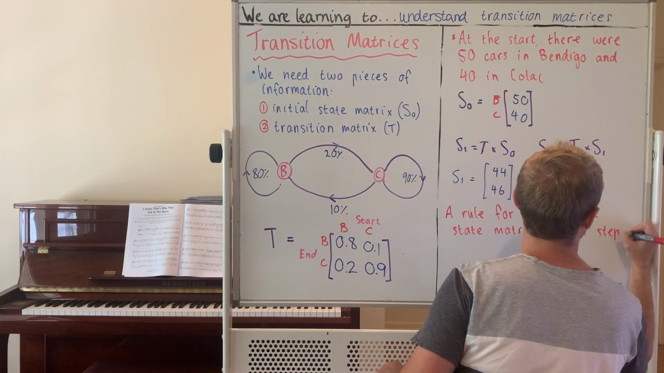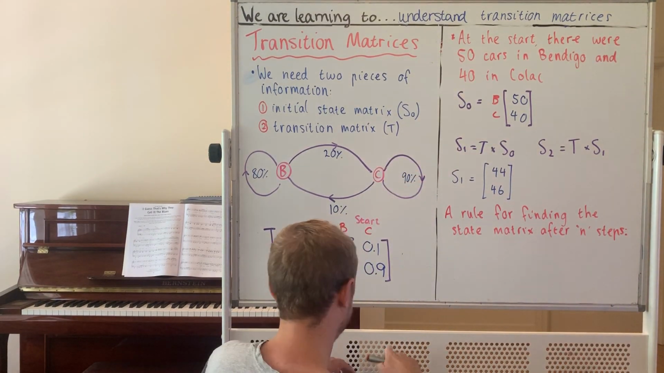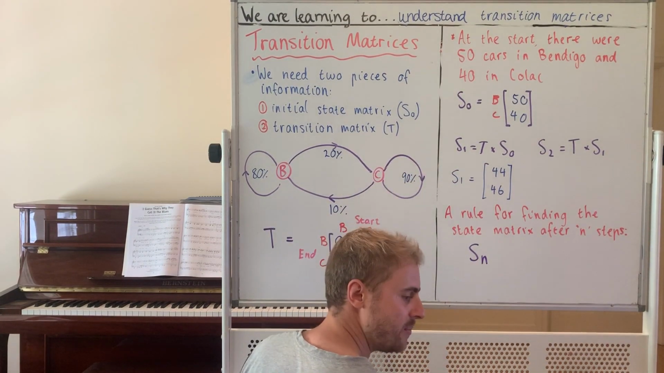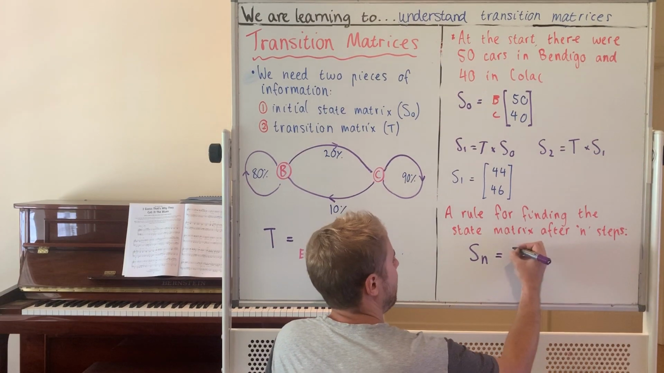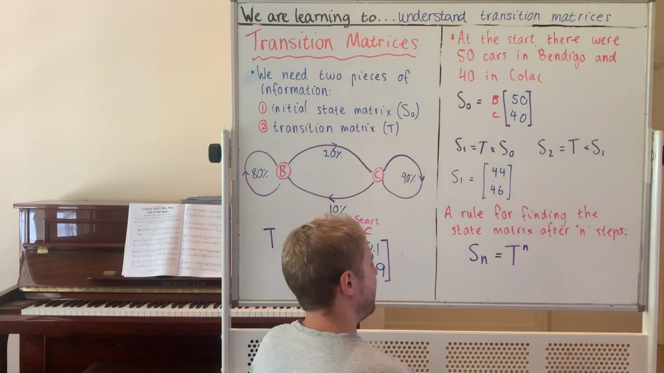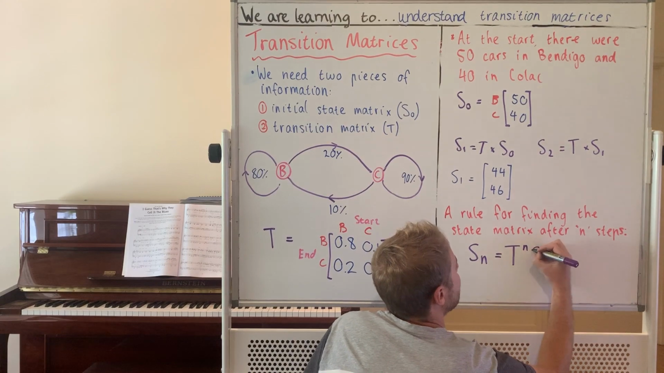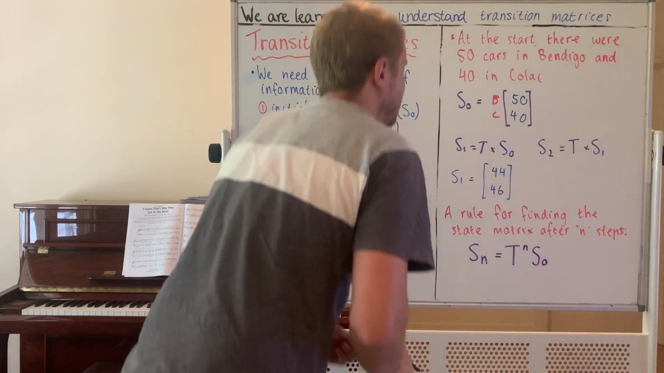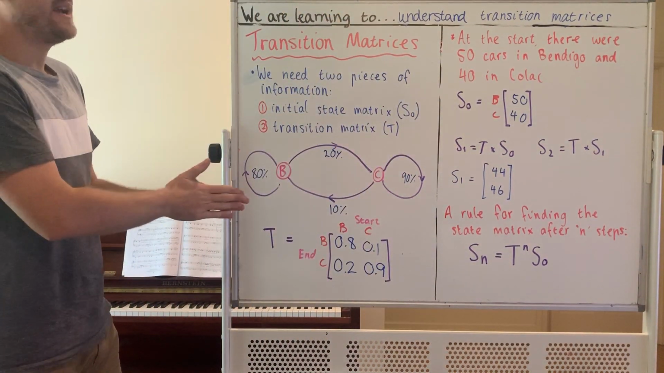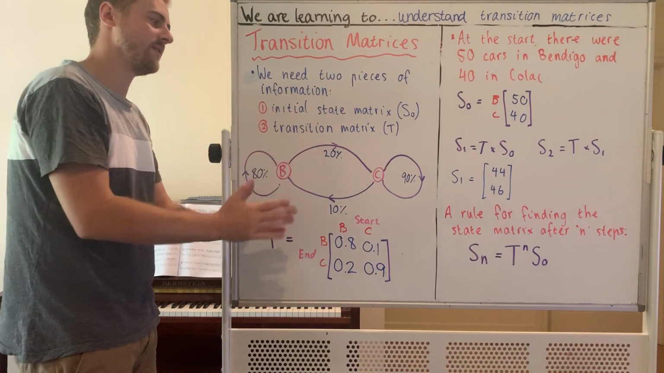A rule for finding the state matrix after n steps, n representing the unknown number. So Sn, that n could be 100, could be 200, we don't know. We go the transition matrix to the power of whatever it is we're trying to find. So if it was this question and we're trying to do it after 15 weeks, we would do that to the power of 15 times the initial state matrix. So what that can do is help us find something down the track without having to find all the previous ones before it.